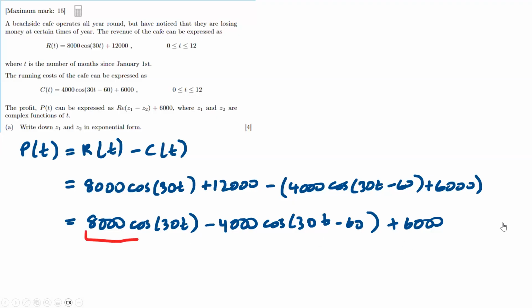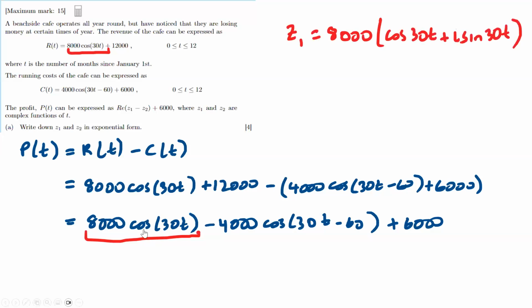Just going to underline here in red the first part of this. Note the first part of this is the same as the first part of our revenue equation, as expected, but it is also the real part of another complex function. So if we think of the complex function Z1, which equals 8,000 times the cosine of 30t plus i times the sine of 30t, this is a complex function with a real part of 8,000 times cosine 30t and an imaginary part of 8,000 times i times the sine of 30t. So we notice straight away that the real part of this complex number is equal to this part of our revenue function.